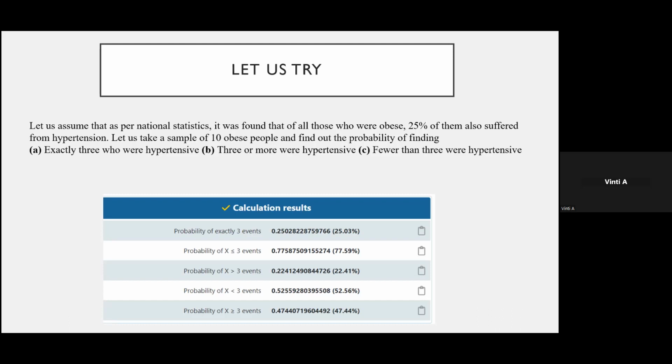If it is 3 or more, you find out less than 3 and then subtract it from 1, right? It means you look at the probability of 2 events, and then subtract it from there. Fewer than 3 were hypertensive, so you can actually do this. Less than 3 is 0.77. Probability of more than 3 is 0.47. So all these combinations are possible.